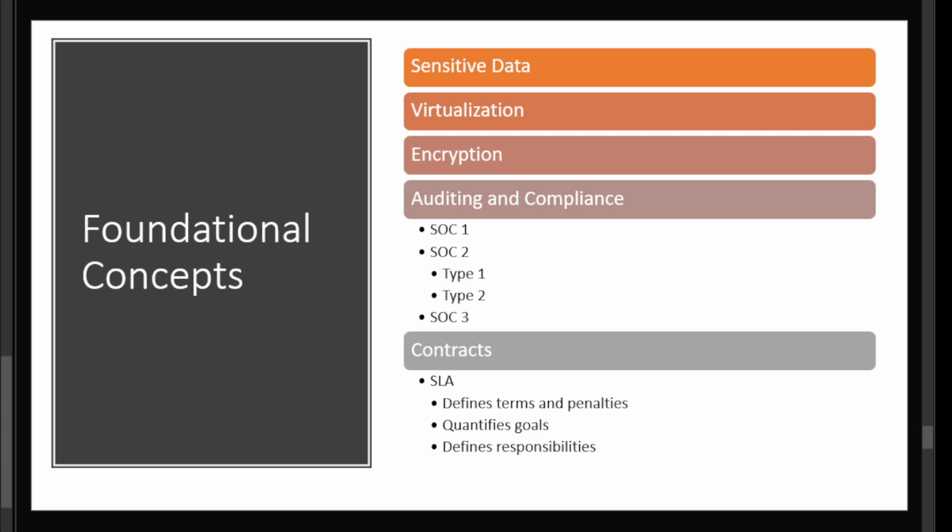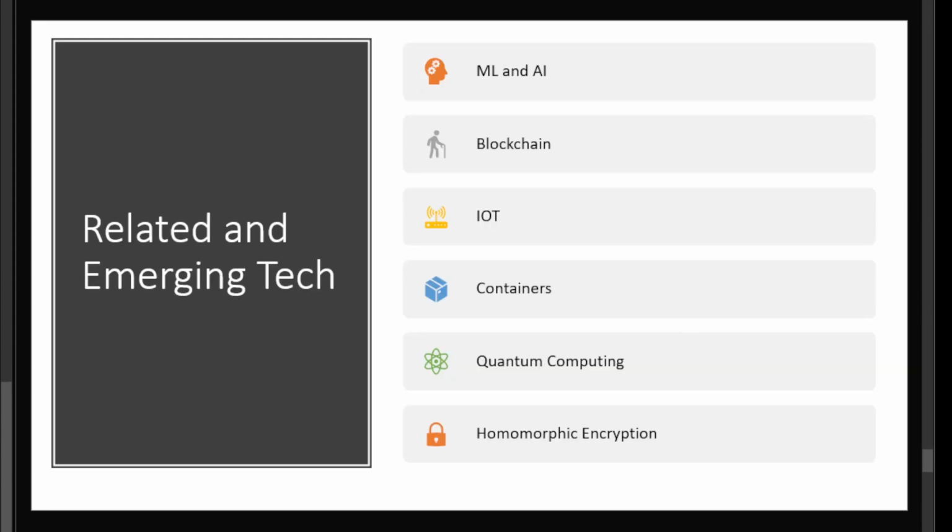As far as contracts go, another important term is an SLA, a service level agreement. This defines the terms and penalties that each party is responsible for. So if the cloud service provider is responsible for something and they fail, there will be a penalty, and that will be outlined in the SLA. This quantifies the goals of the business agreement, and it defines the responsibilities, finally, in the end, of each party. This is your contract that determines how everything's going to go upon migration.